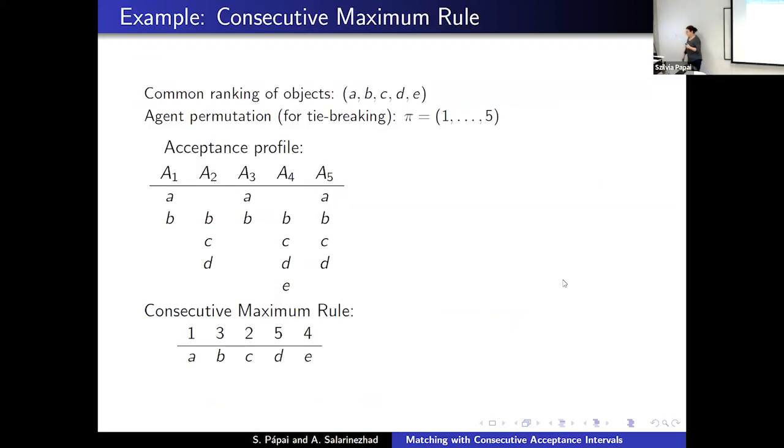So here we have the common ranking, which is A, B, C, D, E, and this is an acceptance profile. These are not strict rankings, so anyone who has A, I put in the first row, anyone who has B, second row, and so on. This is just the acceptance set, and it's consecutive, because we have A, B, C, D, E, and we don't have a hole anywhere. And so the consecutive maximum rule here starts at A.